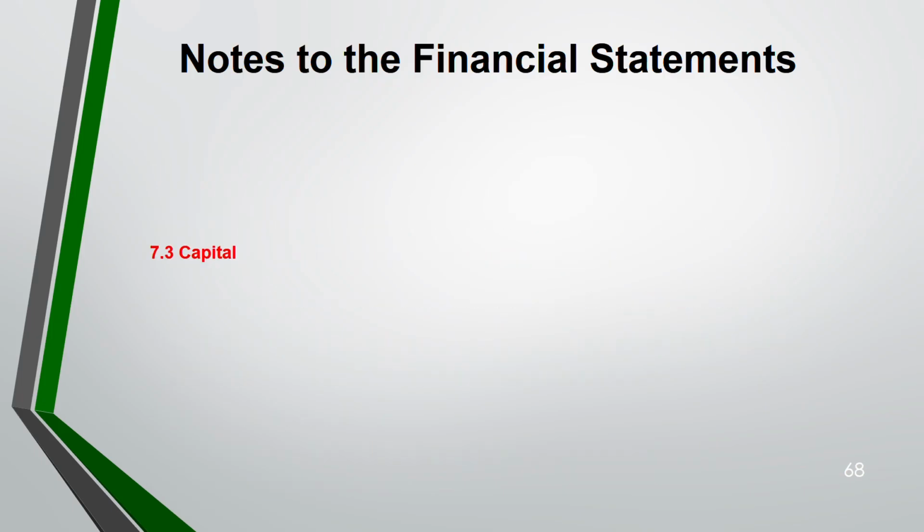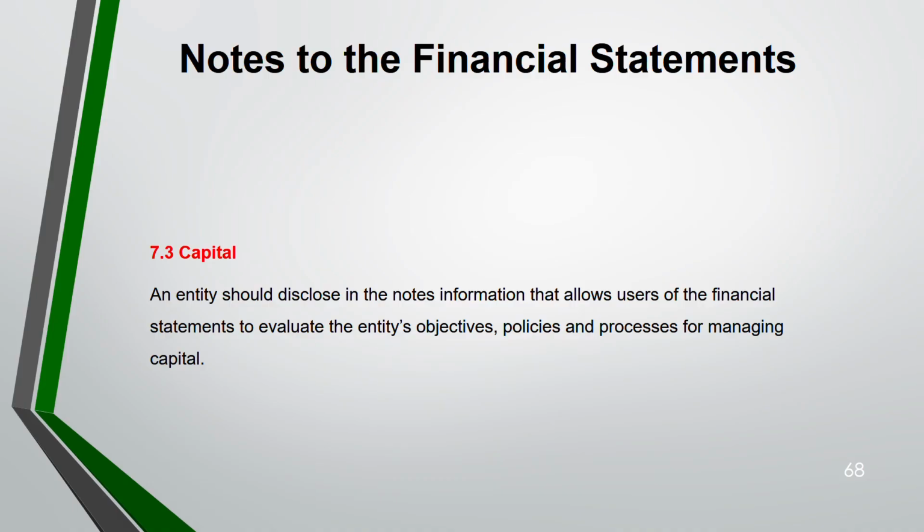Now, capital. An entity should disclose in the notes information that allows users of the financial statements to evaluate the entity's objective, their policies, and their process for managing capital. Okay, your note should be such that by reading the note, a user should be able to understand what is the objective of the entity, what are their policies, and what are the process for managing capital.